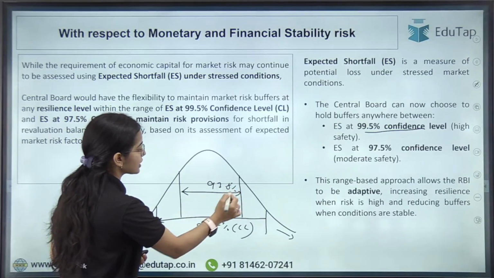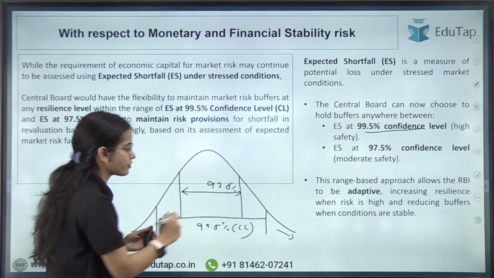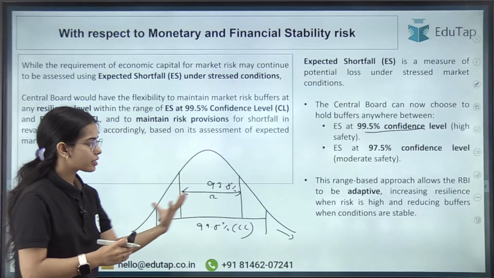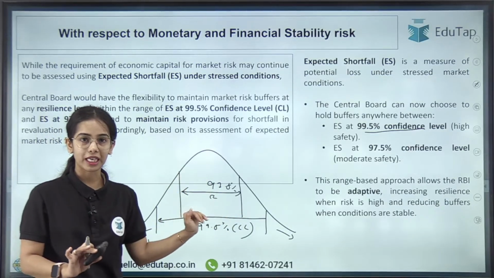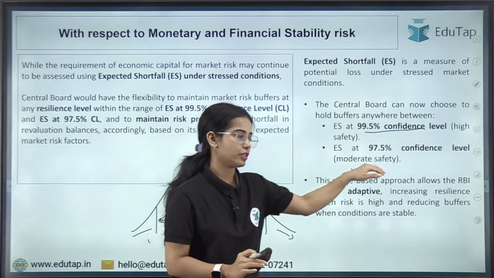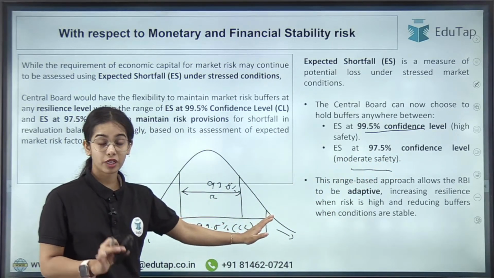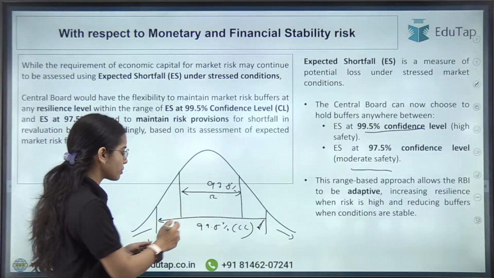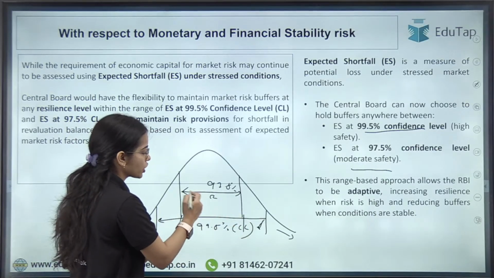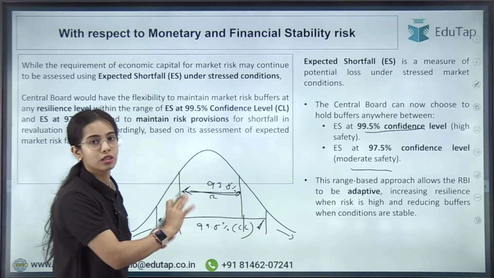The 97.5% of the confidence level shows that the market risk can be maintained with the RBI, but at the moderate safety level. At the moderate safety level, some of the market risk will affect the economy, but not much. So market risk can affect the economy, but not much. The RBI will be able to maintain the buffers.